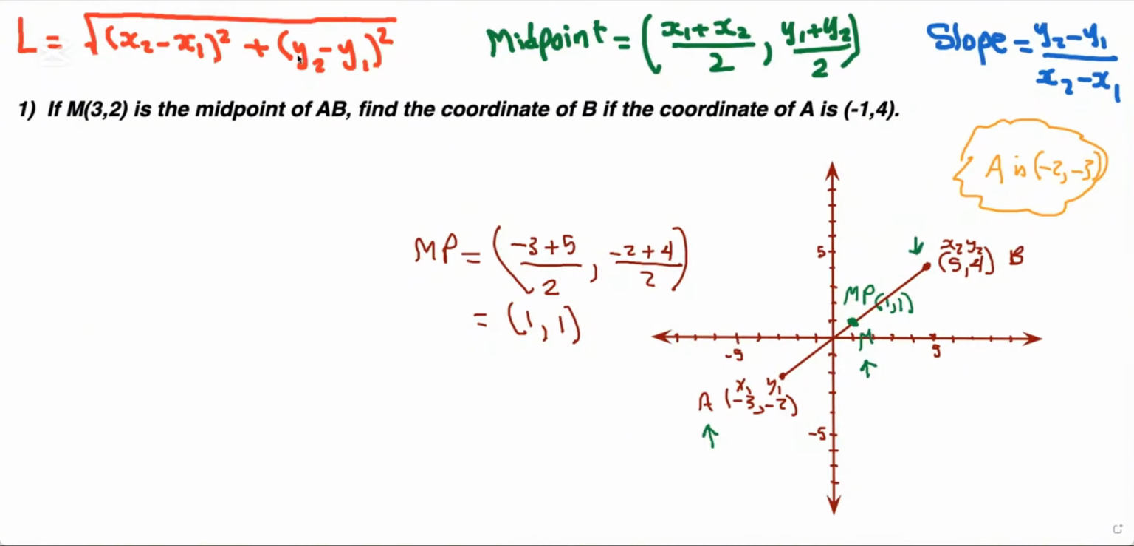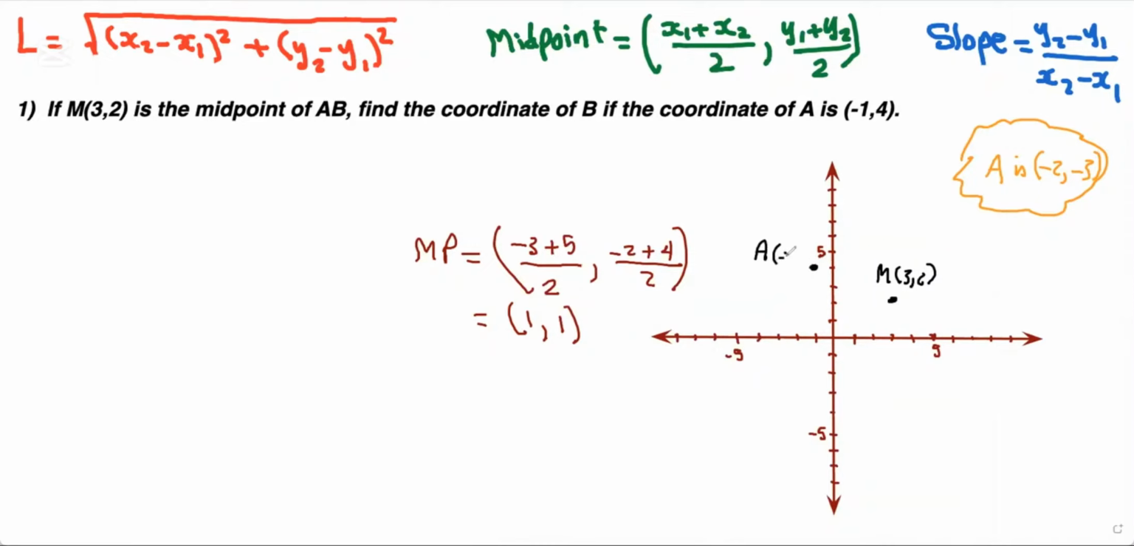So let's go to that question. As I said, in this question, you're given M and you're given A, and they want you to find B. So how do we do that? Let's explore this question and do it on this number line here and show you how to do that. So I'm given M being 3 and 2. So that's 3 and 2 right there. And M indicates it's the midpoint. And I'm given point A is -1 and 4. So this is my A point. And I'm asked to find point B.